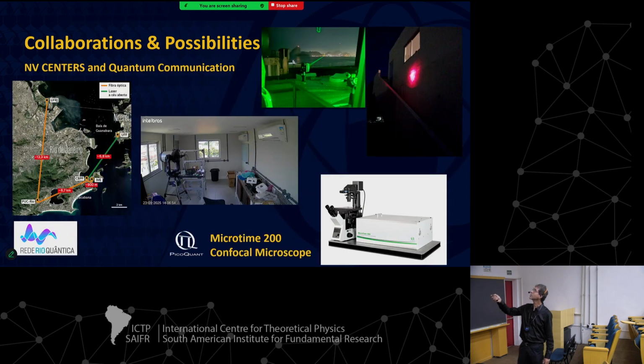And this is, again, the room of the quantum communications. We also have a Microtime 200 confocal microscope from PicoQuant that you can use for NV centers. So the whole project involves NV centers, quantum communications, and superconducting devices. This is the quantum lab that we are building.